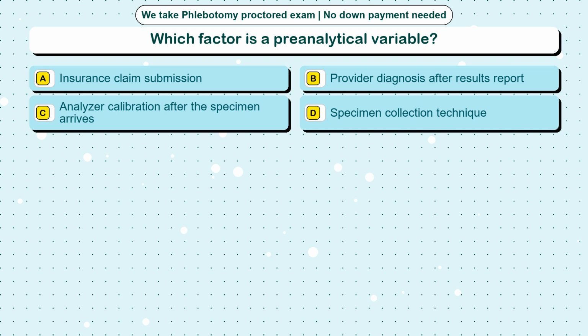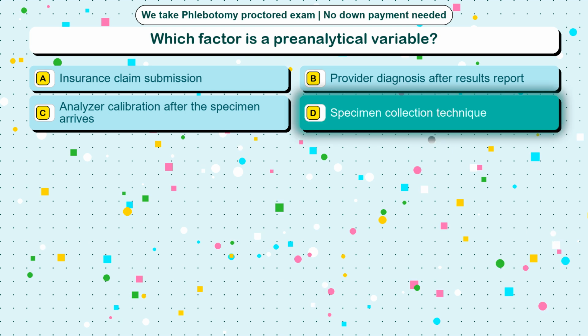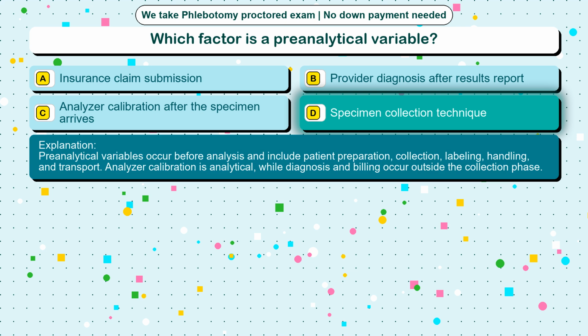Option C. Analyzer calibration after the specimen arrives. Option D. Specimen collection technique. The correct answer is option D. Specimen collection technique. Pre-analytical variables occur before analysis and include patient preparation, collection, labeling, handling, and transport. Analyzer calibration is analytical, while diagnosis and billing occur outside the collection phase.